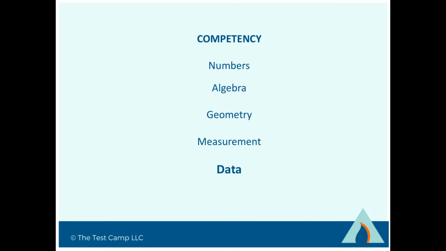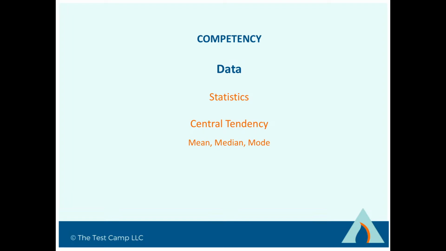The fifth competency then is data. When numbers are grouped to explain the past or present, that's called statistics. A common use of statistics is finding central tendency. These statistics are used to determine what tends to be in the middle. You likely remember that mean, median, and mode describe that central tendency in different ways.